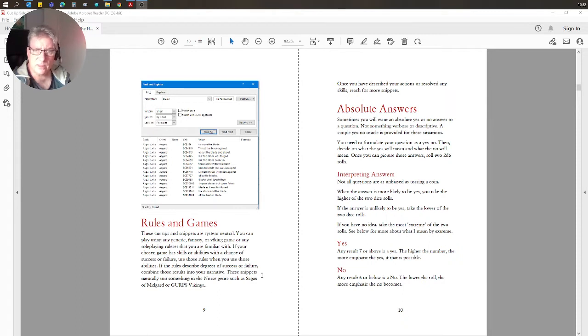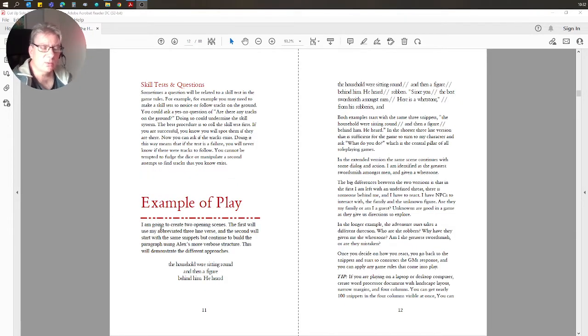I talk a little bit about how the snippets, the cut-up and solo play interact with the game rules. And I introduce a very basic yes/no answer tool, which is a core for a lot of solo play. Then we get to the examples.